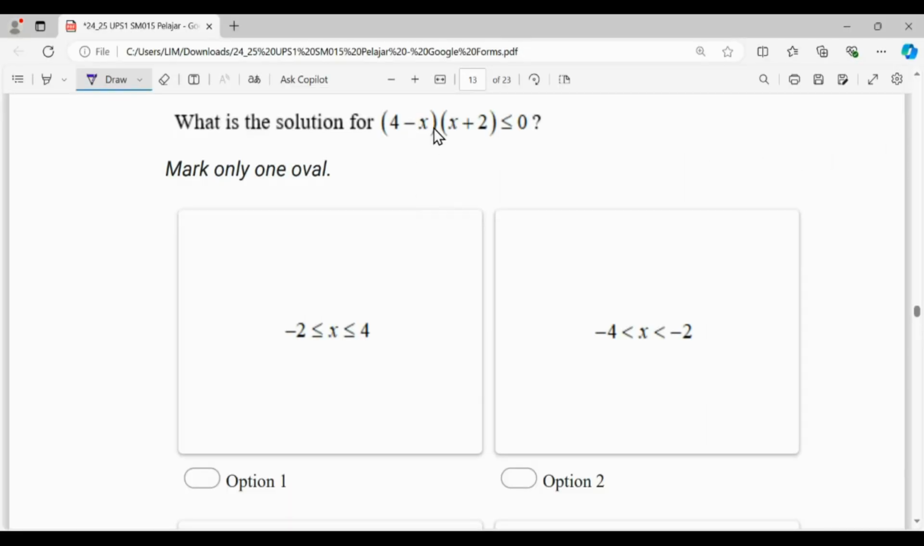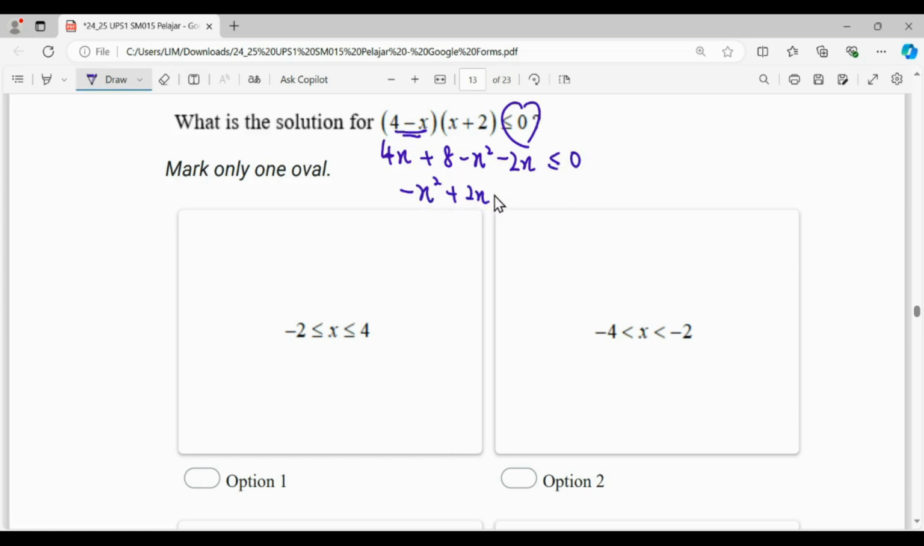Next, what is the solution for this? So we expand. As we can see, the right hand side is already 0. Here we expand our quadratic. So you will get 4x. You can see our factorization does not start with x, so our quadratic hasn't been simplified yet. So 4x plus 8 minus x squared, then minus 2x less than 0. So it is a negative quadratic.